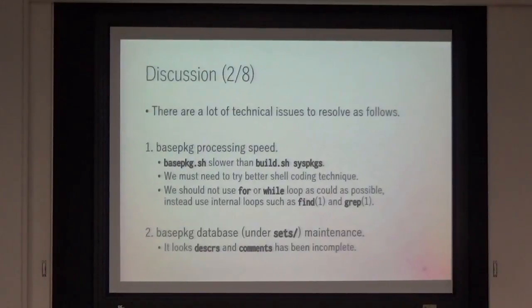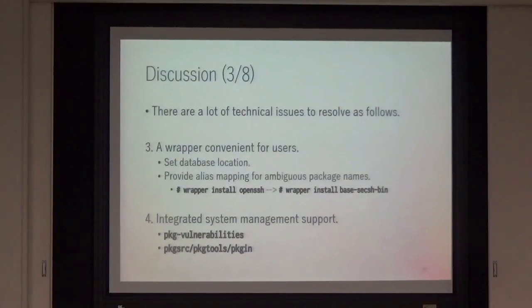2. Basepkg database maintenance. It looks like description and comments are incomplete. 3. We should prepare a wrapper script convenient for users. For example, setting the database location, setting the prefix for packages, and providing alias mapping for ambiguous package names. 4. Integrated system management support. For example, package vulnerabilities and packaging.